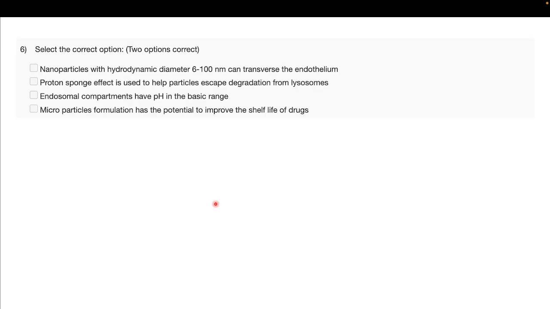Next is select the correct option, rather two correct options. One: nanoparticles with hydrodynamic diameter 6 to 100 nanometer can traverse the endothelium. Two: proton sponge effect is used to help particles escape degradation from lysosomes. Three: endosomal compartments have pH in the basic range. Four: microparticle formulation has the potential to improve the shelf life of drugs. Which two of these options are correct? You can let me know if you know the answer. If not, then we'll discuss.